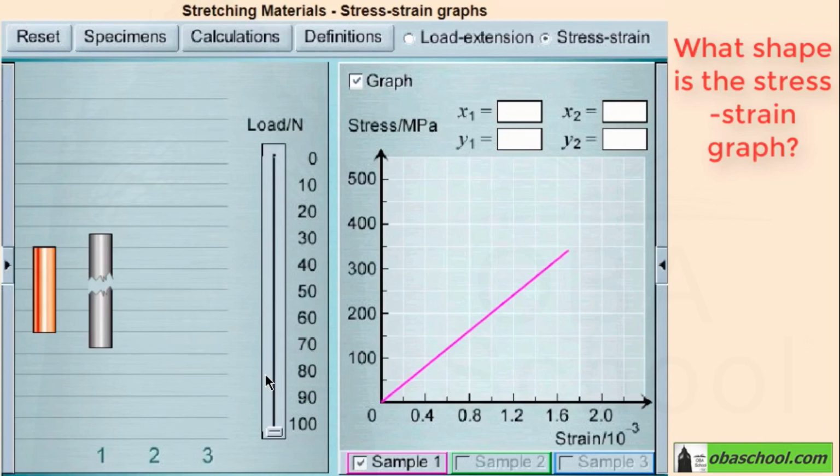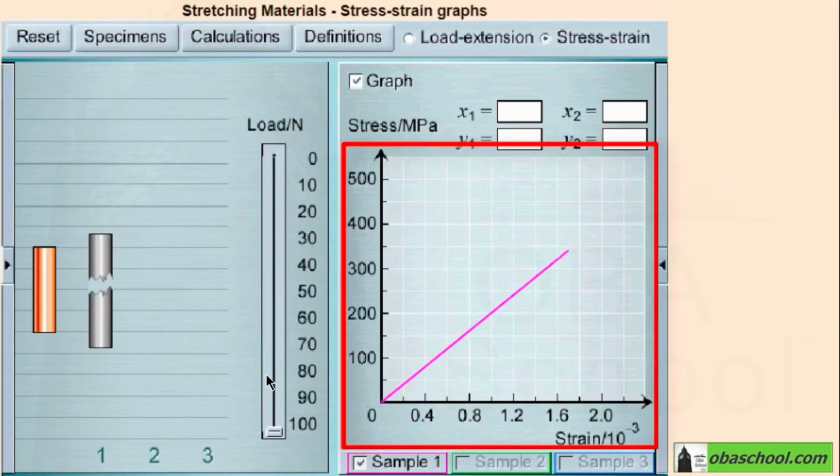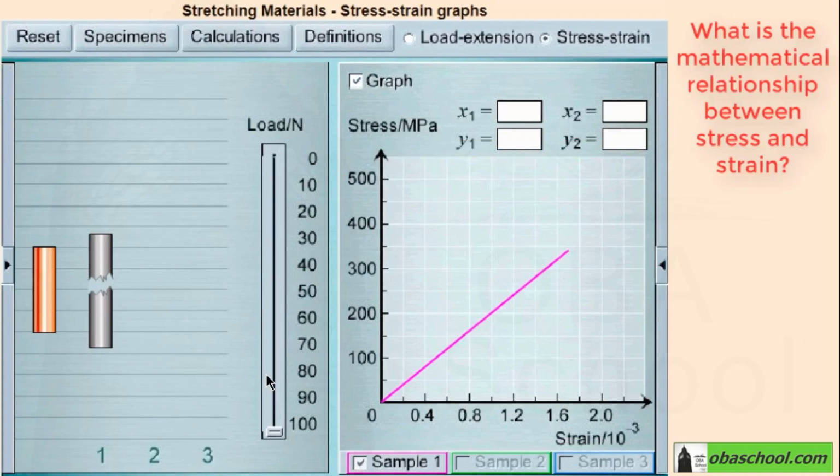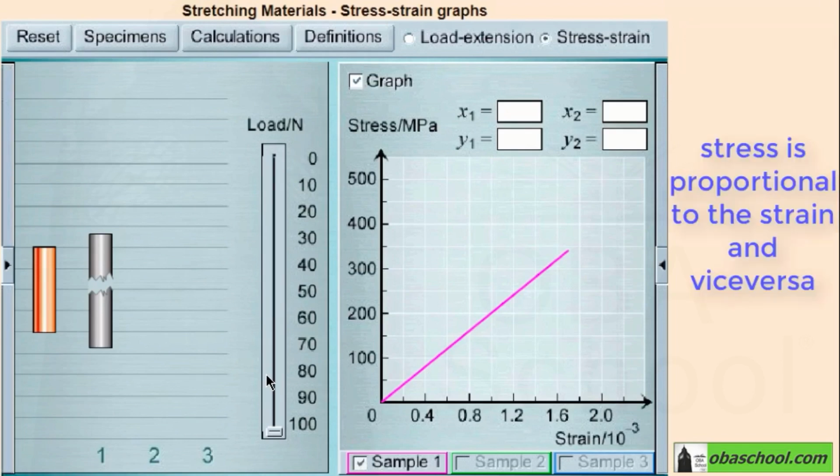What shape is the stress-strain graph? Exactly, it's a straight line passing through the origin. And what is the mathematical relationship between stress and strain? Yes, stress is proportional to the strain, and the strain is proportional to the stress.